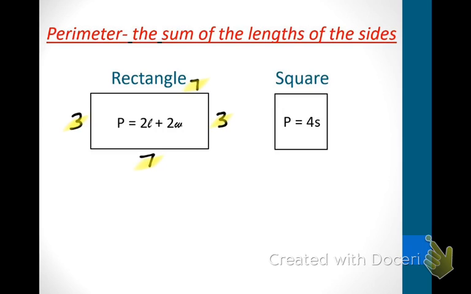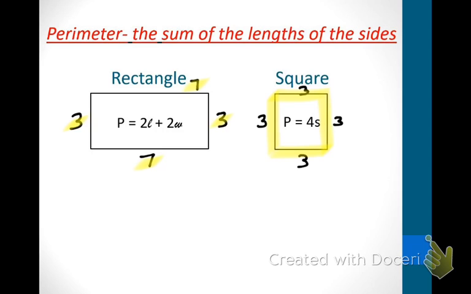Let's look at the square. Let's imagine that this square was 3 inches, okay? Every single side is 3 inches. For a perimeter, you're basically adding the outside, okay? So this is 3 plus 3, which is 6 plus 3 more, 9 plus 3 more, 12, okay? So that would be 12 inches.